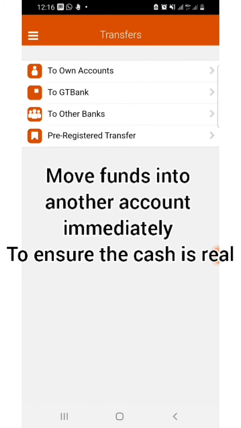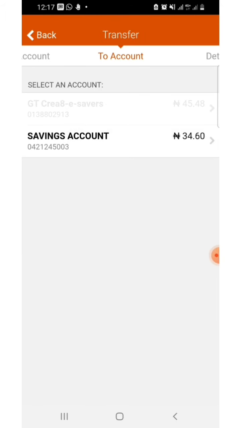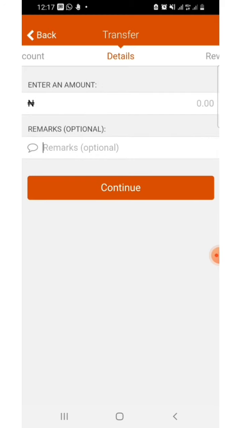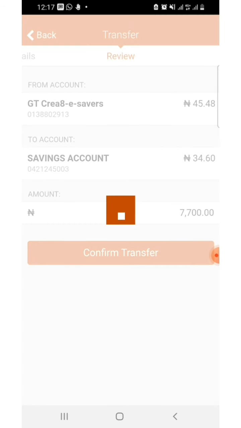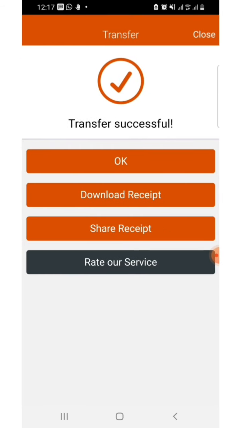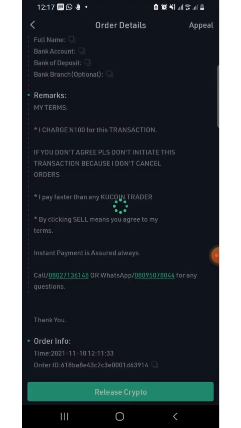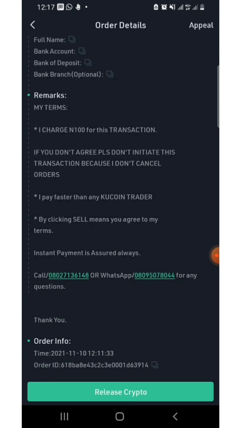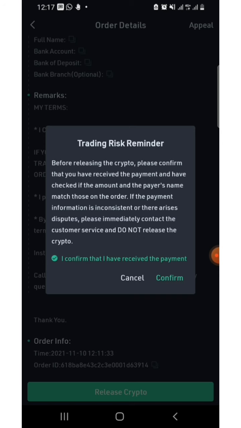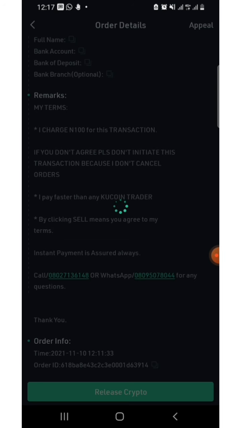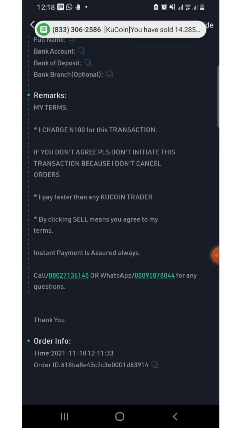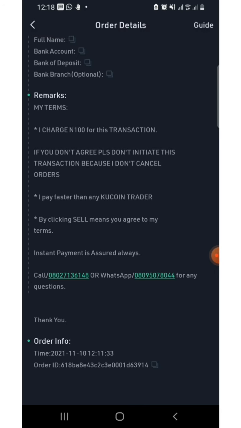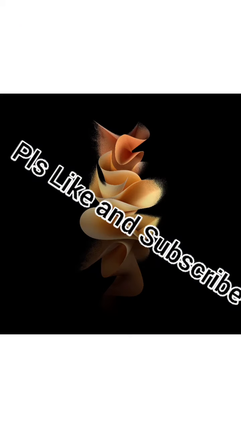In order to know the money is real and it cannot be reversed, transfer it out of that account into another account immediately. By doing so, if there is going to be any reversal, it will be impossible. So since it has successfully transferred, I will now go back to release the crypto. Remember, I did not release it until I have confirmed that the money is real. So release the crypto. If it were on Binance, it will ask you for verification code, but here it's asking me for trading password, and I have confirmed the trading password, and that is the end of the trade.